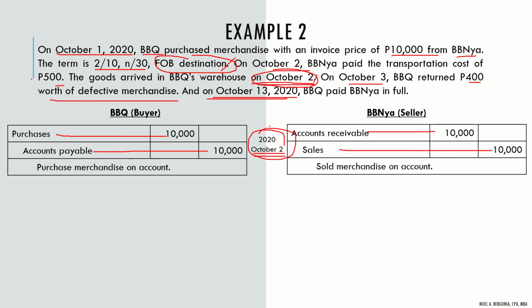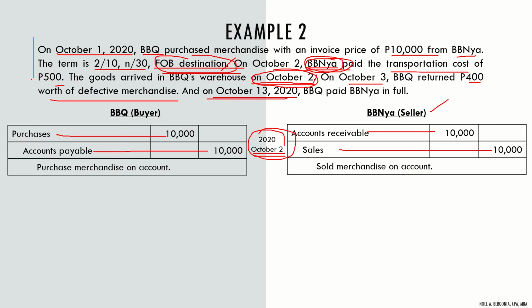Okay. So, sabi dito, on October 2 din, si BB niya po nagbayad ng transportation cost. So, BB niya is si seller, di ba? At siya yung nagbayad ng transportation cost. Ano ba yung shipping terms? FOB destination. So, parang ang nangyari, FOB destination, tanong, sino dapat magbayad ng freight? Di ba? Si seller. Okay? Sino yung nag-abono? Di ba? This is BB niya. So, si seller din.